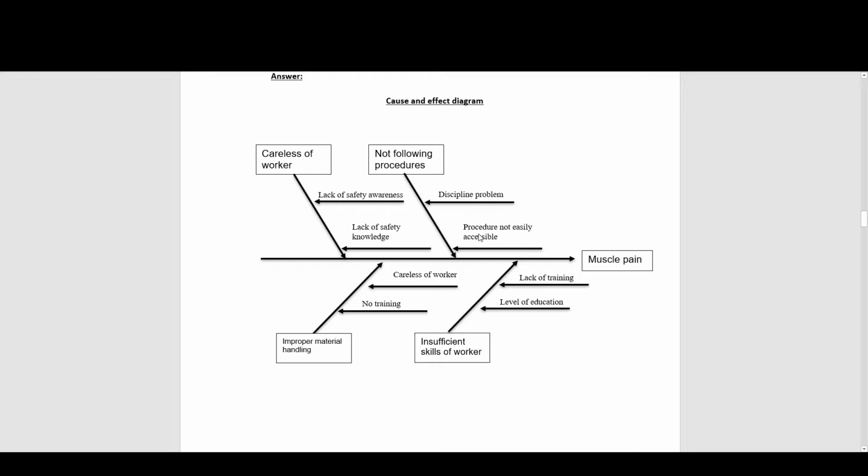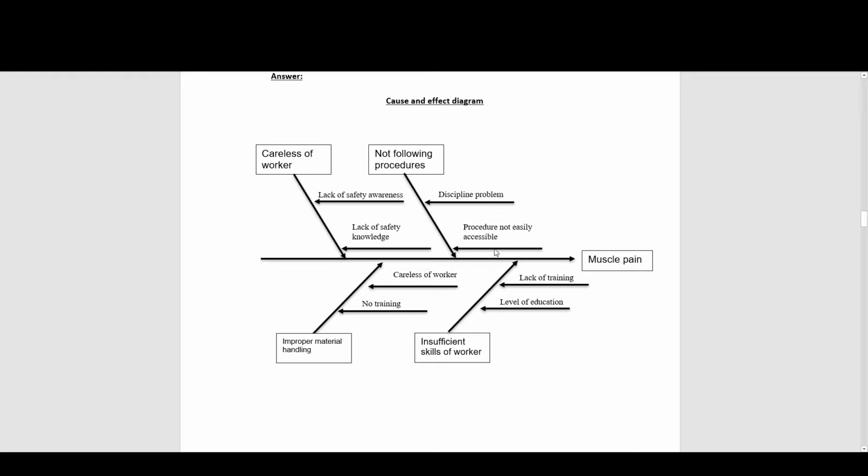First is carelessness of workers. Why are workers careless? Because of a lack of safety awareness, and they do not know what's going to happen to them. Second is lack of safety knowledge. They don't have enough safety knowledge, that's why they don't have safety awareness. Following that is not following the procedure, which could be because of a discipline problem. They are not disciplined enough, so they don't follow the procedure. As well, the procedure could be not easily accessible and not displayed where we're supposed to see it. That's why the worker cannot follow the procedure properly.